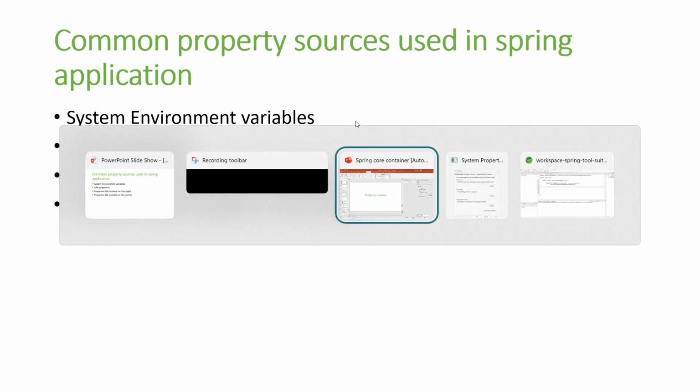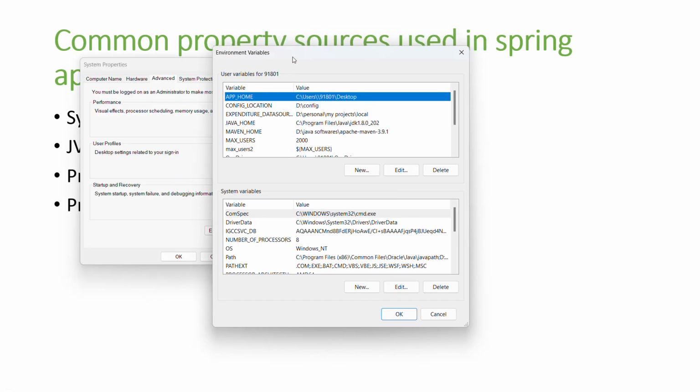If we take our own Windows, here you can see we have user variables and system variables. Here we have key value pairs, so we can configure our application related settings in these environment variables. So environment variables are one property source, the source where we configure our properties. That's why we call it a property source.